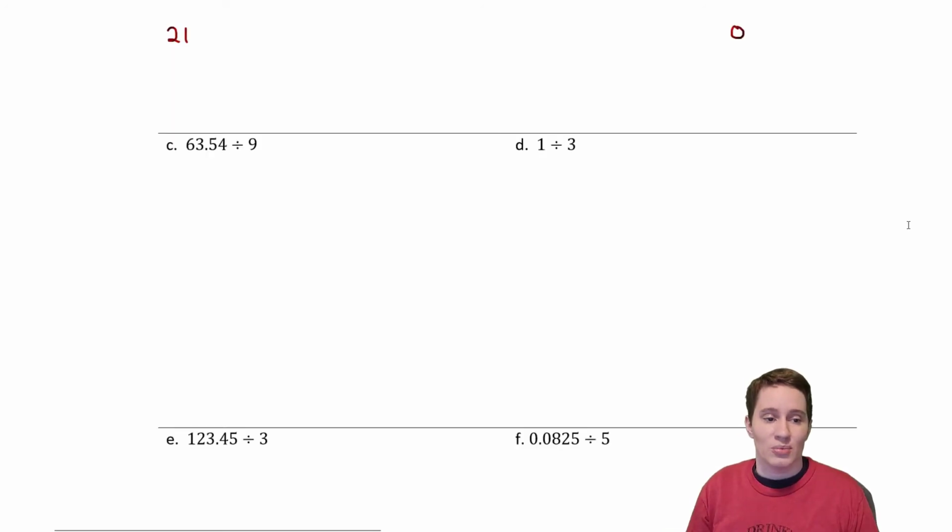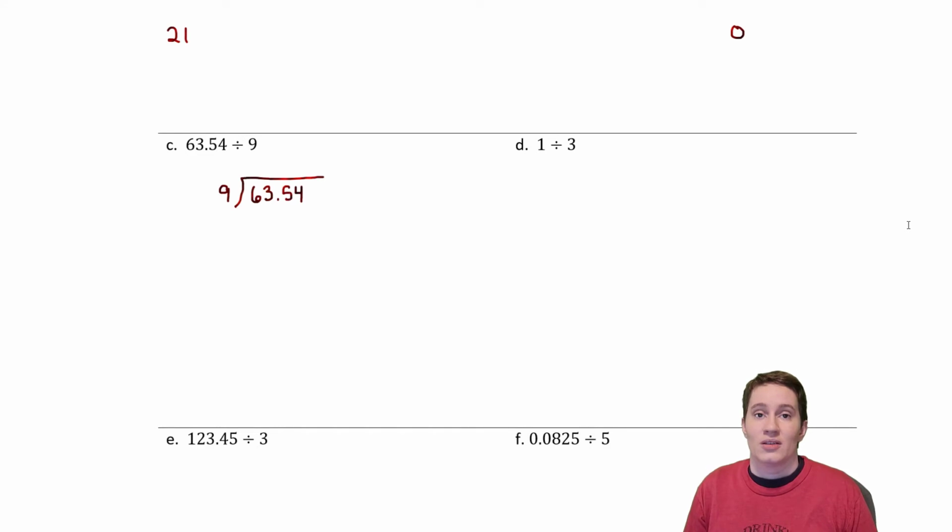All right, 63.54 divided by 9. Okay, so we're going to start this off. I'm going to put the decimal up above so I don't forget it later. I feel like that's something I would forget to do later if I don't do it right now. I'm going to take the 9 and say, does it go into 6? No. How about how many times does 9 go into 63?